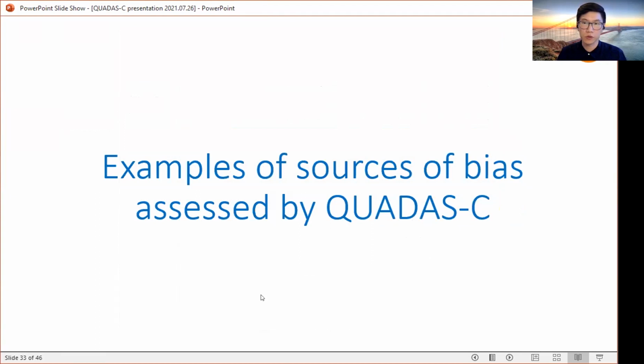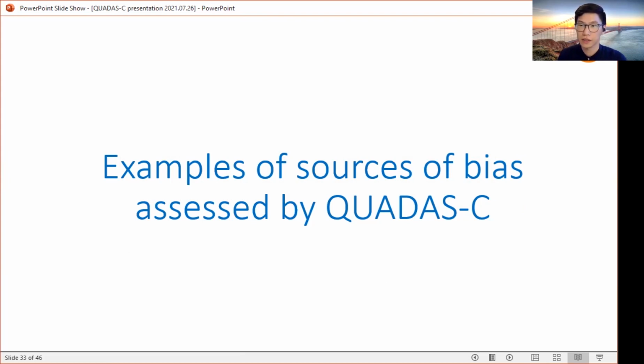So I've so far introduced you to QUADAS-C and how it's structured and can be used together with QUADAS-2. And I'm also looking at Carol if there are any questions so far. Hi, yeah, there is one question. What is the difference between QUADAS and the Newcastle Ottawa tool?